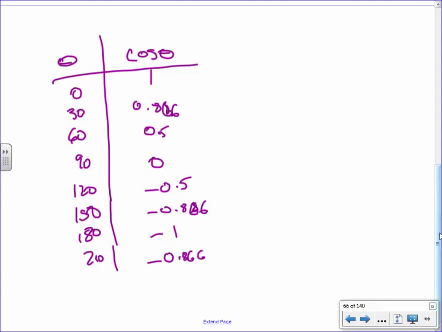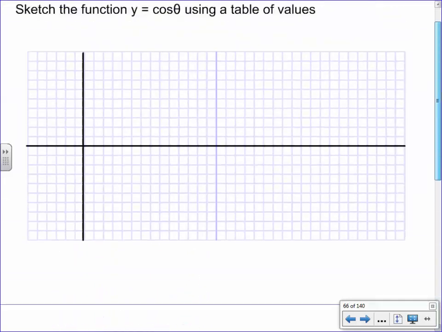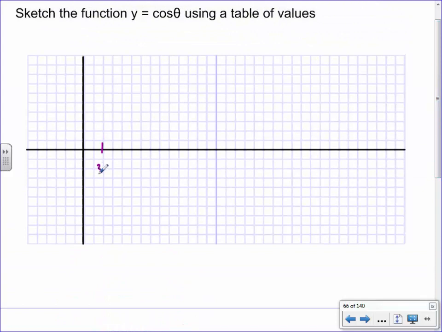So let's plot this thing. That is 30, 60, 90, 120, 150, 180, 210, 240, 270, 300, 330, 360. That should be enough.